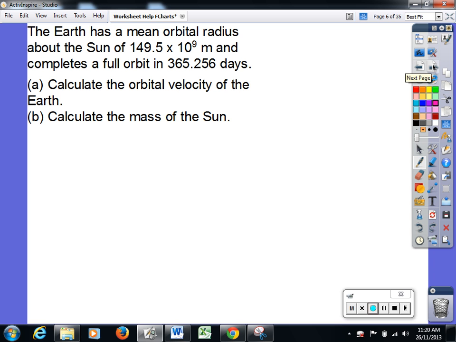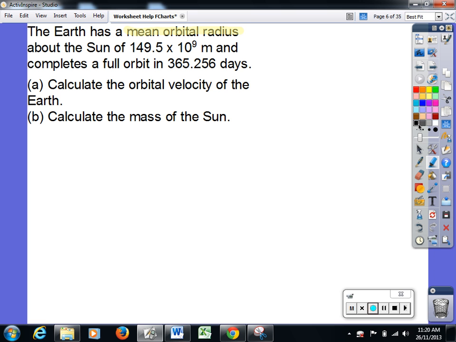Right, the Earth has a mean orbital radius about the Sun, and it completes a full orbit in that many days. Now, the mean orbital radius, that terminology there, we know that going around the Sun, the Earth doesn't form a perfect circle, it's slightly elliptical. So we use the terminology mean orbital radius to even out the actual orbit into a full circle. So that's just another way of saying if we were to treat the Earth as a circular orbit.